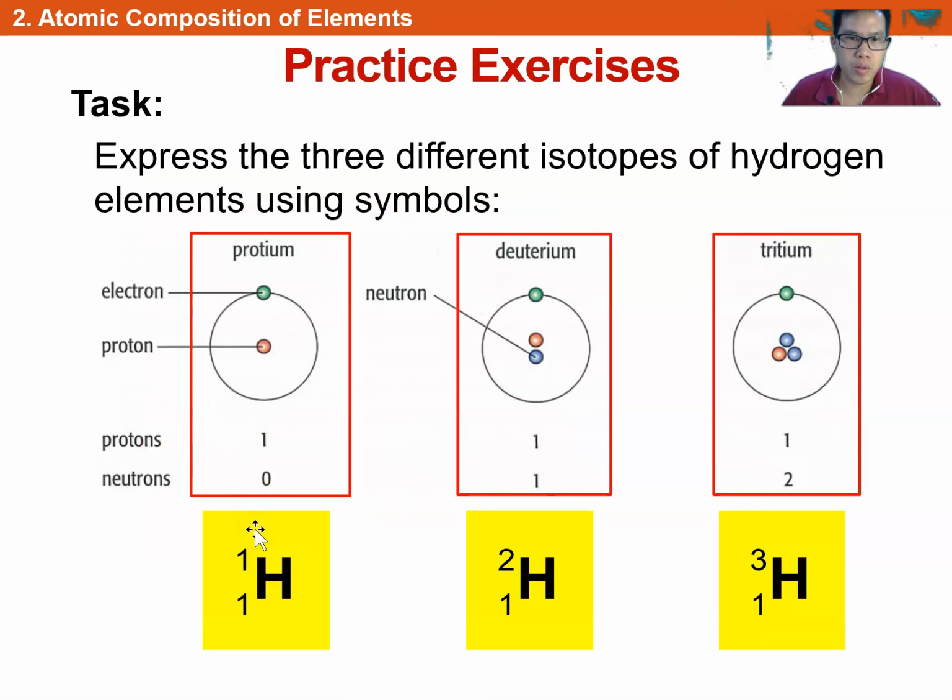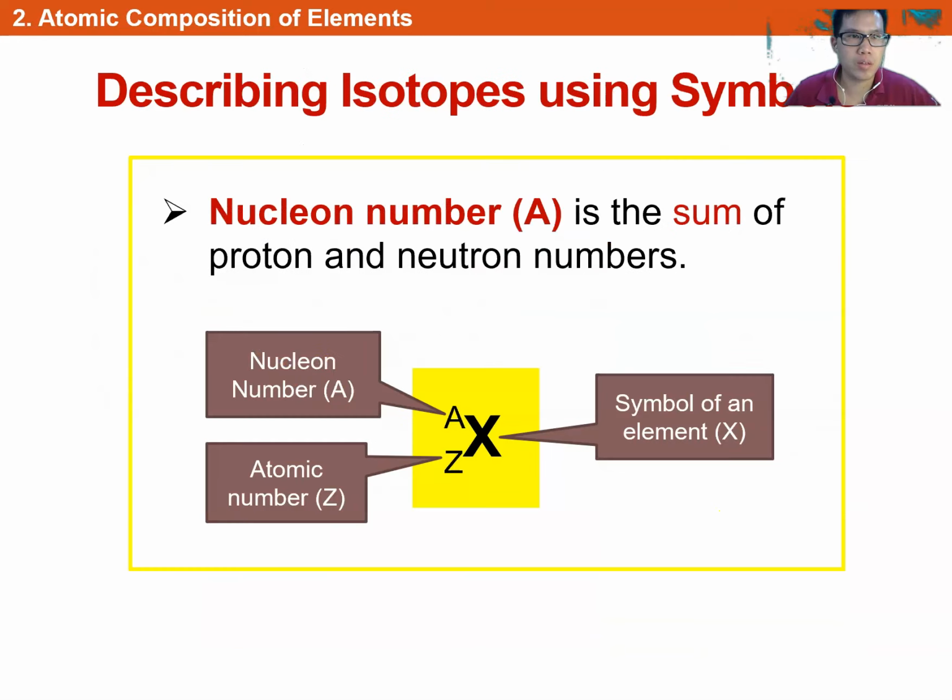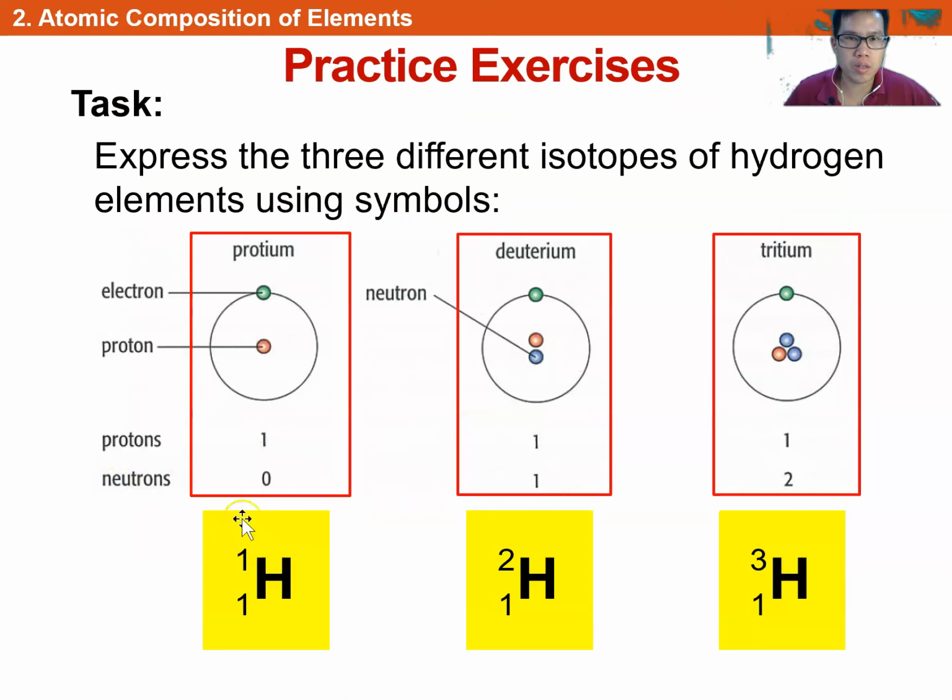Okay, so over here, the nucleon number. Let's look back over here. The nucleon number is represented at this corner, so it's the total number of protons and neutrons. In this case, the nucleon number is 1 plus 0 is 1. Here is 1 plus 1 equal to 2. Here 1 plus 2 equal to 3. Okay, so this is how you express the three different isotopes of the hydrogen element using symbols.